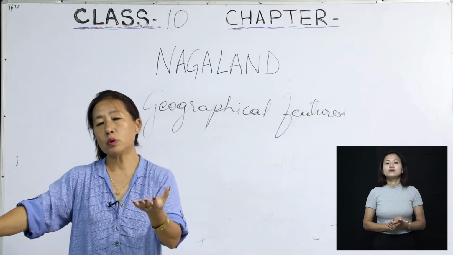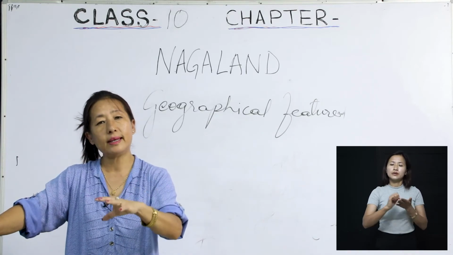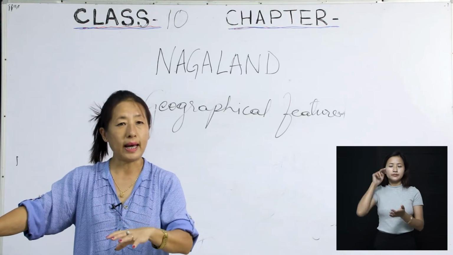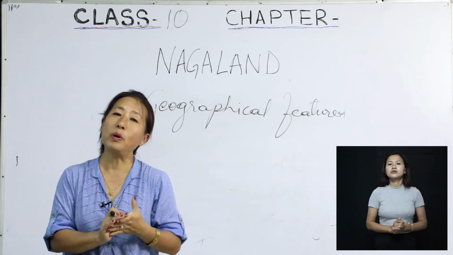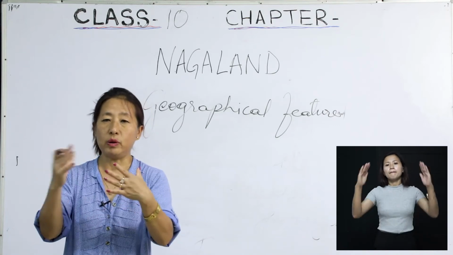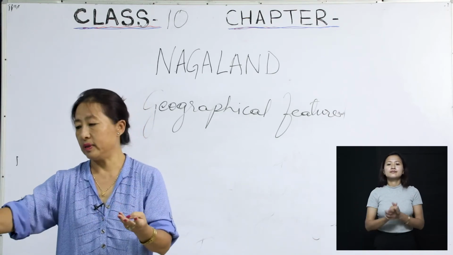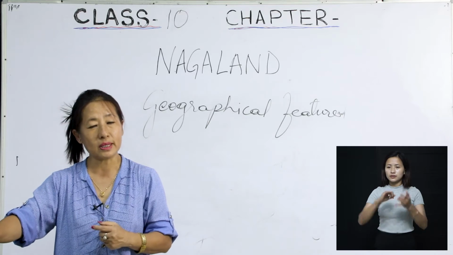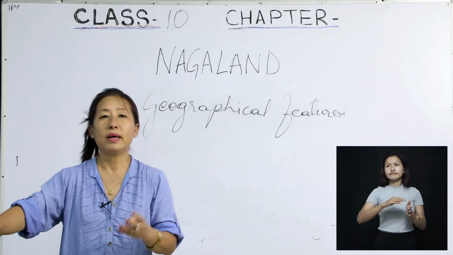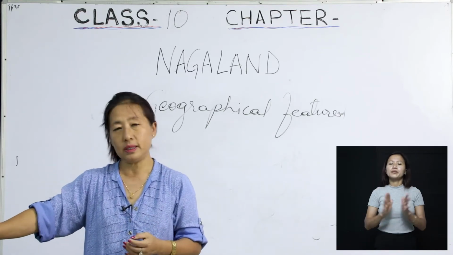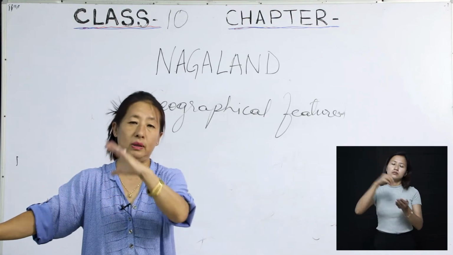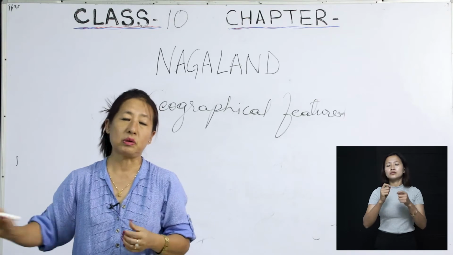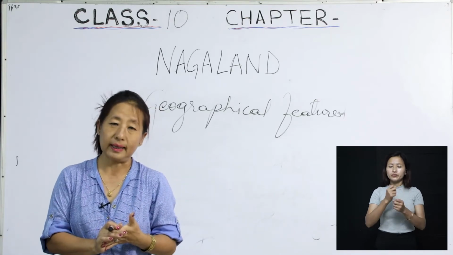Then you can also write that Nagaland is hilly and mountainous. We all know that, isn't it? Then you can mention some important mountains that are found in Nagaland, like Saramati. Saramati mountain is there. Then we have the Japfu mountain, okay? All those mountains you can also mention in the geographical features of Nagaland, okay?